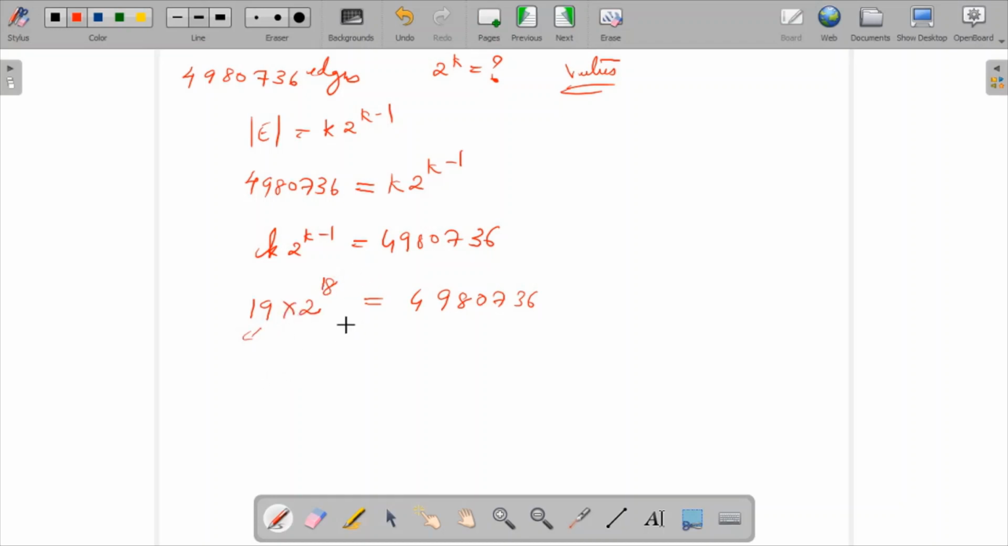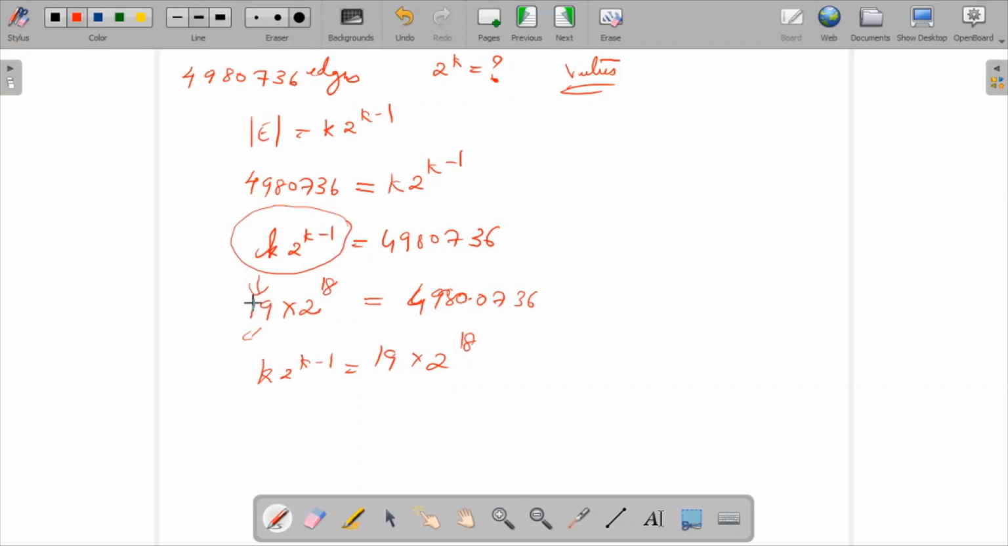So the required result you got, k into 2 to the power k minus 1, I can write this term as 19 into 2 to the power 18. Sorry, I'll write again, 4980. You should make sure that it is one greater and one lesser, and somehow you should get it in this form. So you'll get 19 into 2 to the power 18.